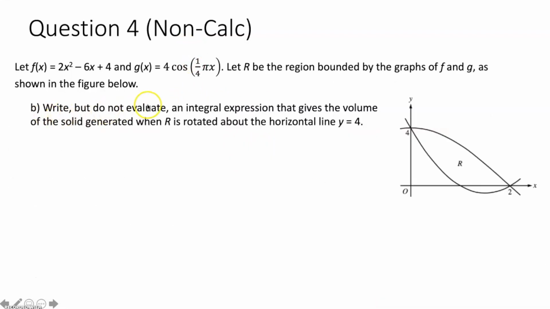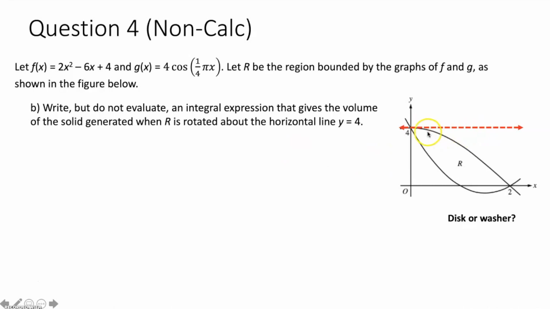Part B says write but do not evaluate an integral expression that gives you the volume of the solid generated when R is rotated about the horizontal line y is equal to 4. So in this question, we are taking this region R and revolving it about the horizontal line y is equal to 4. Now, anytime you see revolving about a horizontal line or a vertical line, you're likely going to deal with disk method or washer method. So the question is, which is it in this case?